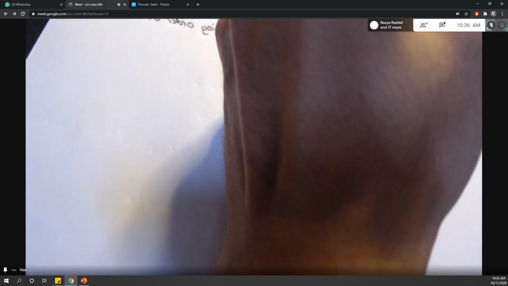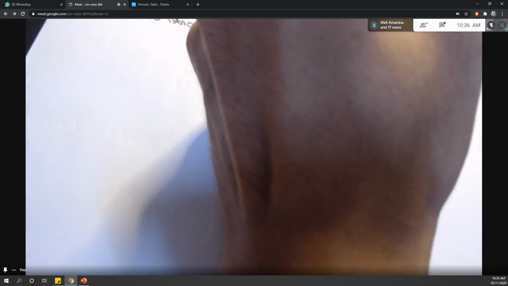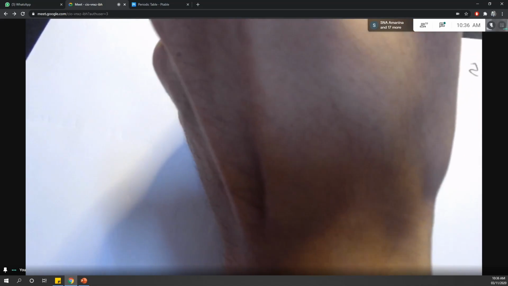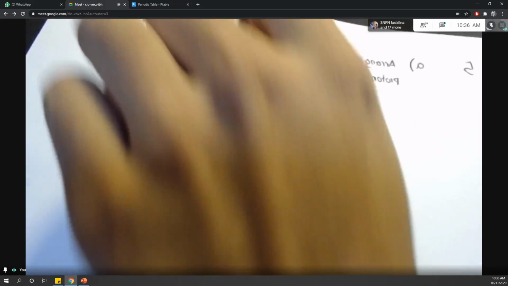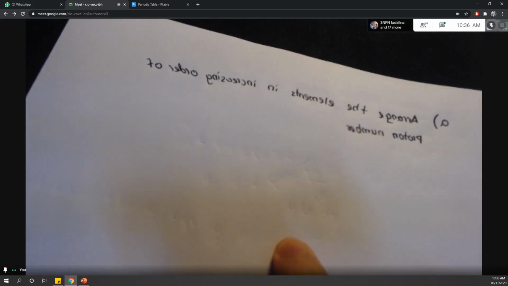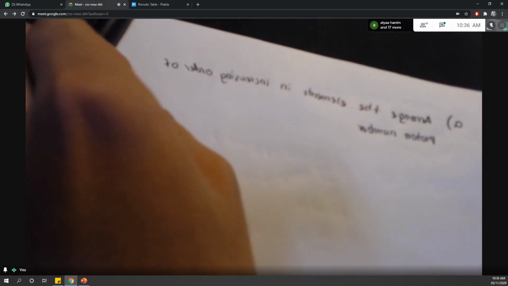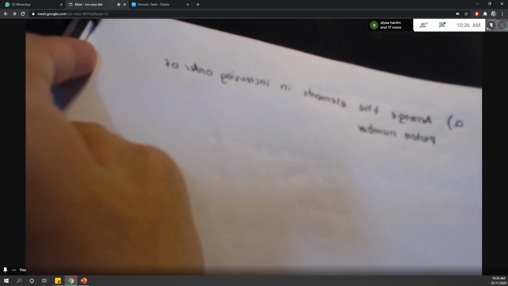Of proton number. Okay, this topic you guys have to be very particular with your sentences. Just topik ni banyak you guys kena buat full sentences yang proper lah.